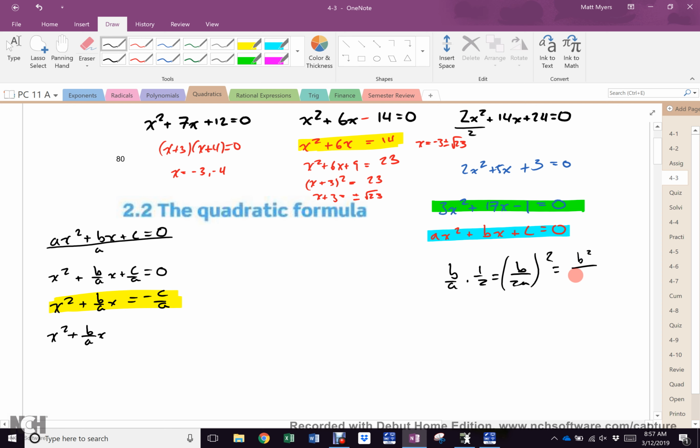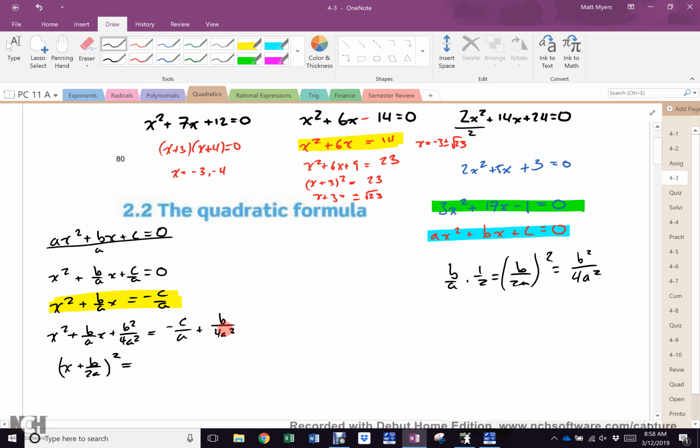B squared over 4A squared, right? Everybody happy? So plus B squared over 4A squared, which means what do I have to add to this side? Negative C over A plus B squared over 4A squared, yes? Everyone agree? Now, this factors now, right? A plus what? Agreed?